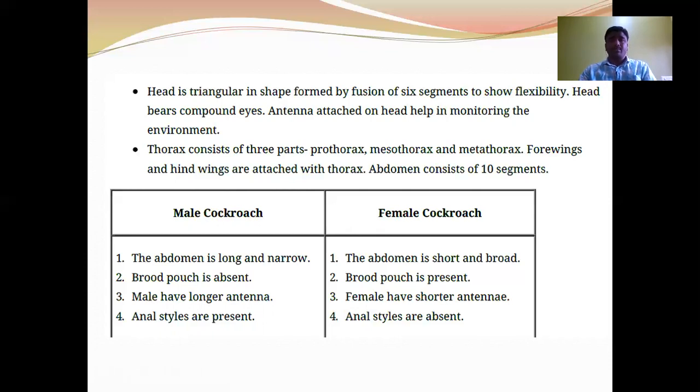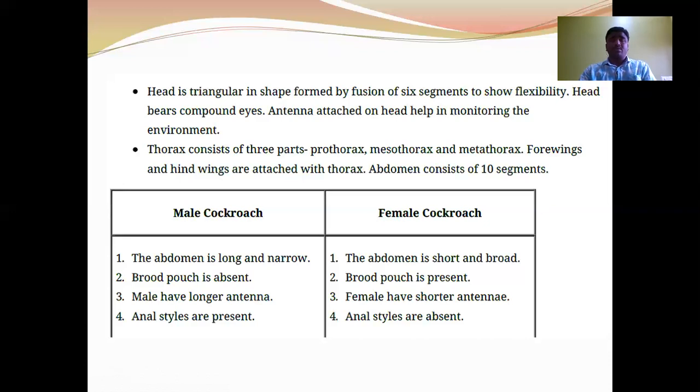Cockroach is bisexual. Cockroach exhibits sexual dimorphism. The male and female organisms are different. We can distinguish them by external features. We will see the differences between male and female cockroaches.